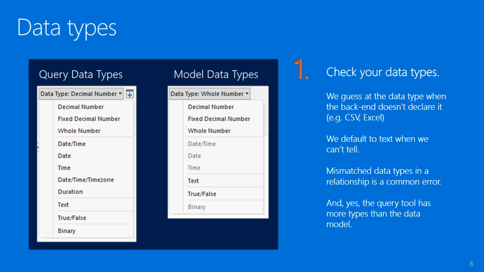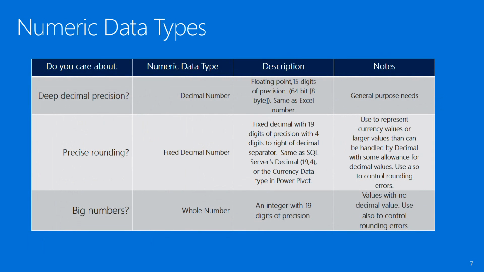And yes, the query tool does have a few more data types than the model. That's a problem we want to fix. But those date time types that you see on the query side, they eventually end up basically as a date time in the data model. One thing to be aware of when we're talking about numeric data types, if we bring something in from something like Excel, we will make that thing what we call a decimal. It's the exact same thing that Excel uses. Basically, it's a value that can have a fractional component that can vary.